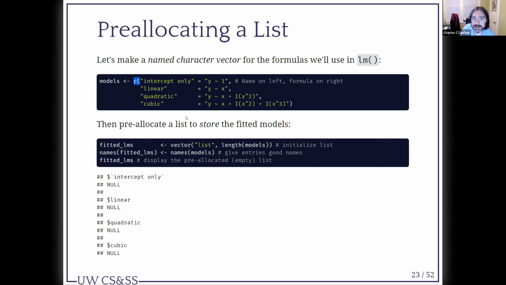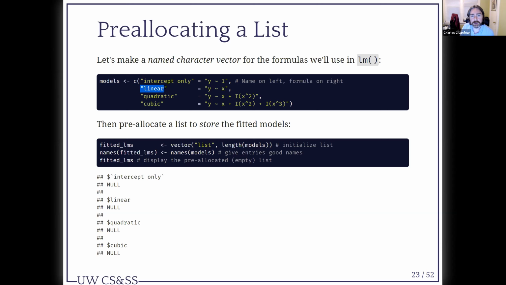Now, if you write an assignment operation like this, what I'm saying here is I'm going to generate a vector. The things on the left side are the names of the elements of this vector. The things on the right side are the actual elements that are going to be in the vector. So I'm saying here, I want the first element to be y tilde 1. Y tilde 1 is the regression formula for an intercept-only model. X is not on the right side of this formula, so it gives me a flat line. I'm going to name this intercept only.